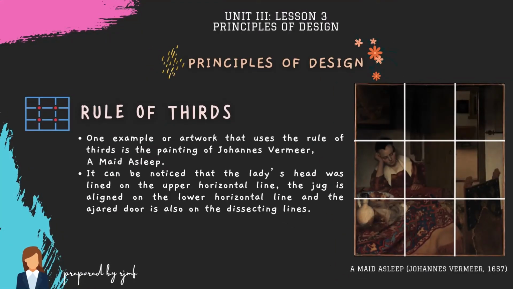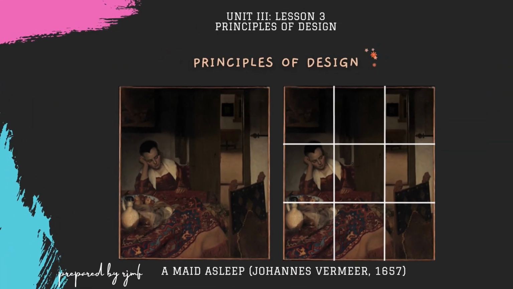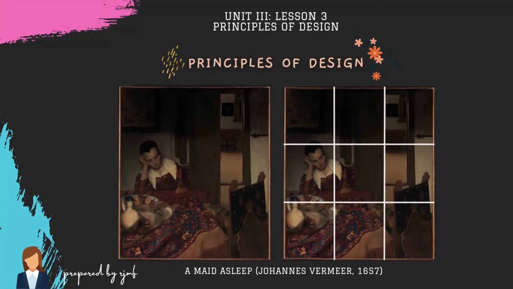One example of artwork that uses the rule of thirds is the painting of Johannes Vermeer, A Maid Asleep. It can be noticed that the lady's head was lined on the upper horizontal line, the jug is aligned on the lower horizontal line, and the iron door is also on the dissecting lines. Notice the picture in front.